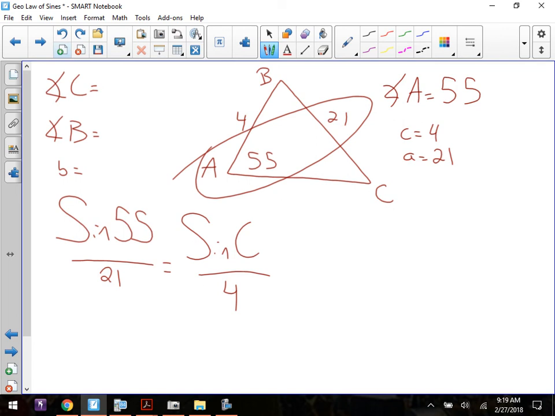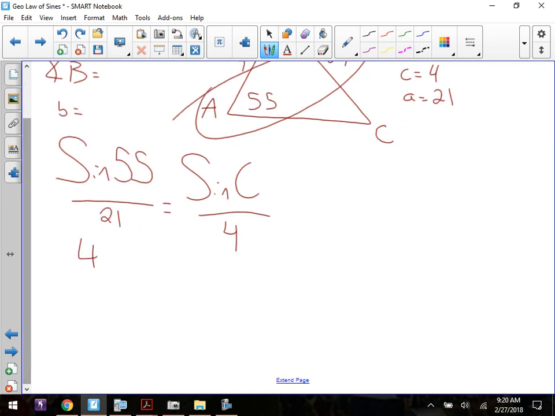Cross multiply. Good. Now remember, when you're finding the angle, I don't have to move that 21 because then I'd have to move it back. So whenever I'm trying to find the angle, I only have to do one version of the cross multiply. I just have to move the 4. Because if I move the 21, I'll get 4 times the sine of 55 equals 21 times the sine of C, which means I have to divide by the 21 to bring it back. So it's just an extra step. So we're going to get 4 sine 55 divided by 21 is the sine of angle C.